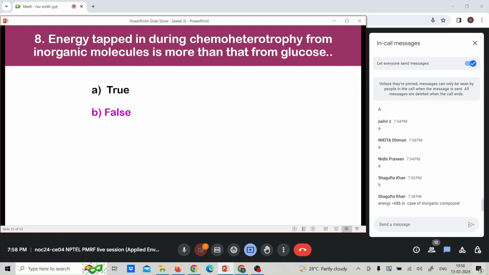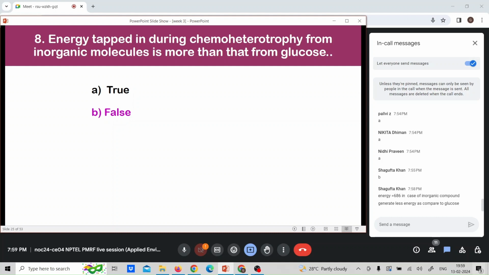Energy is equal to 686 in case of inorganic compound. Okay. I'll wait for one more person who told it. A. B is the right answer. I guess Shagufta Khan answered B and she has given why she chose B.